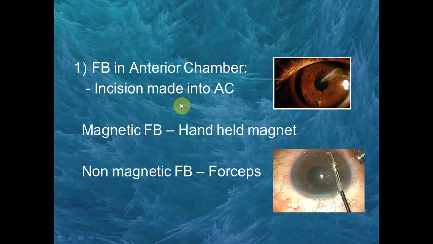Depending on the location of the foreign body, each one is managed differently. If the foreign body is in the anterior chamber, then we need to make a little incision into the anterior chamber through the limbus. We make that incision with a paracentesis blade. If it is a magnetic foreign body, we can remove it with a handheld magnet. If it's a non-magnetic foreign body, we can use a forceps like this in the second picture and remove the foreign body.